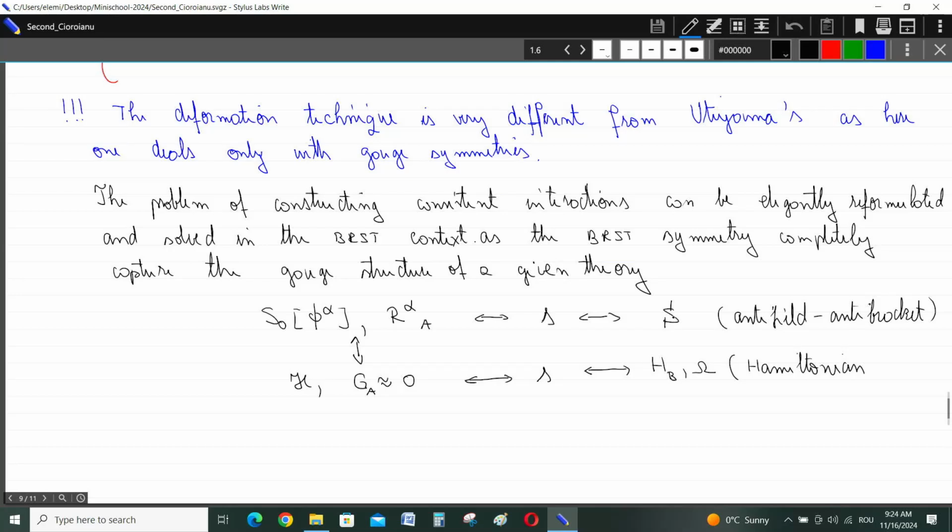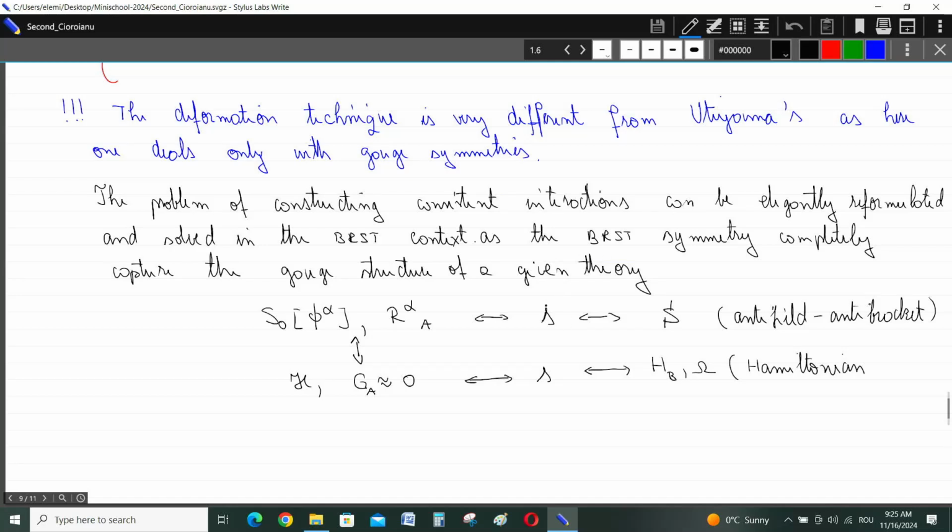Anti-bracket is a structure defined on the module of sections in a graded bundle generated by fields, anti-fields, and ghosts, and eventually, depending on the nature of the generating set of gauge transformations, if the generating set of gauge transformations is reducible, we have to introduce ghosts for ghosts, depending on the level of reducibility of the generating set of gauge transformations. We will have ghosts for ghosts for ghosts, and so on.